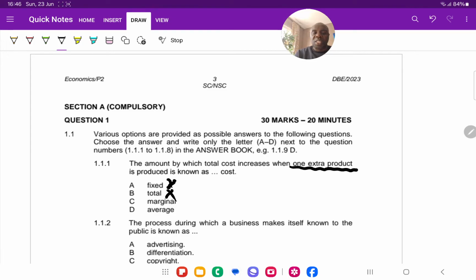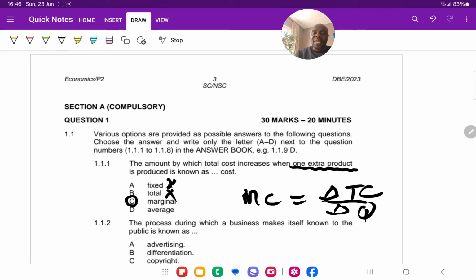What is marginal cost? Marginal cost, MC, is equal to change in total cost divided by change in quantity. Change in total cost divided by change in quantity. So we are looking at what happens to our total cost when quantity changes by one extra unit. This addresses the question. So this becomes our correct answer.